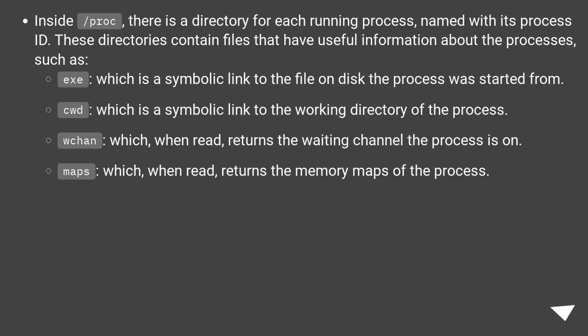Inside /proc, there is a directory for each running process, named with its process id. These directories contain files that have useful information about the processes, such as exe, which is a symbolic link to the file on disk the process was started from, cwd, which is a symbolic link to the working directory of the process, wchan, which, when read, returns the waiting channel the process is on, maps, which, when read, returns the memory maps of the process.